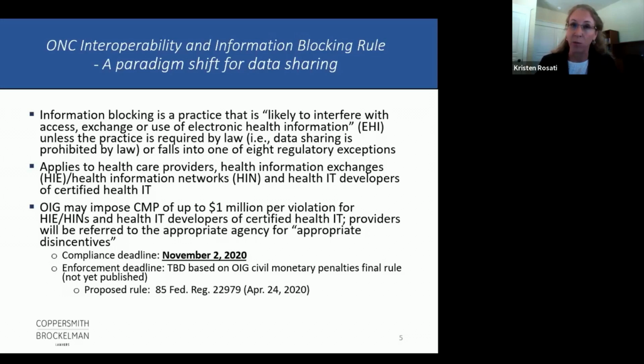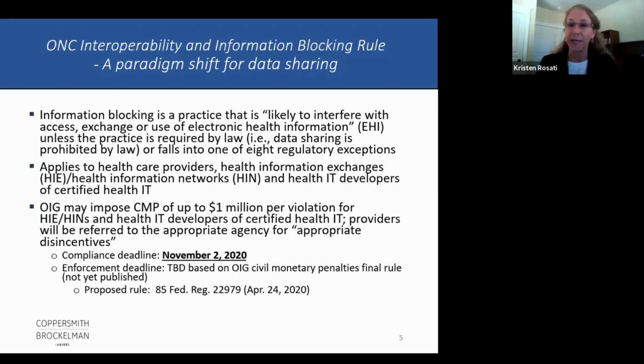The information blocking rule shifts this presumption. If the rule applies to an organization, that organization will now be required to disclose health information unless a law prohibits the data sharing or unless they fall into one of 8 different exceptions in the rule. So the rule has fairly broad application. It applies to providers, health information exchanges and health information networks, and health IT developers of certified health IT. So if a digital health app, for example, is certified health IT, this information blocking rule will apply to that digital health app as well.